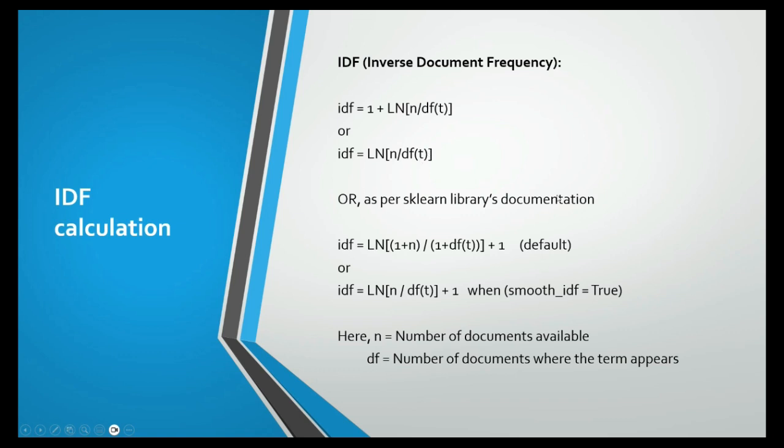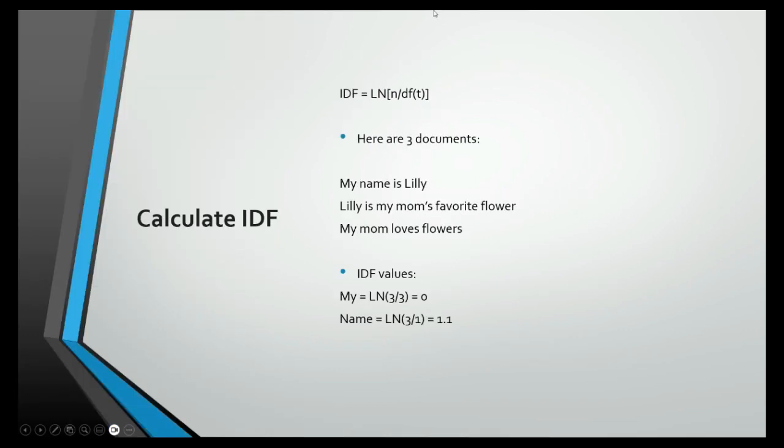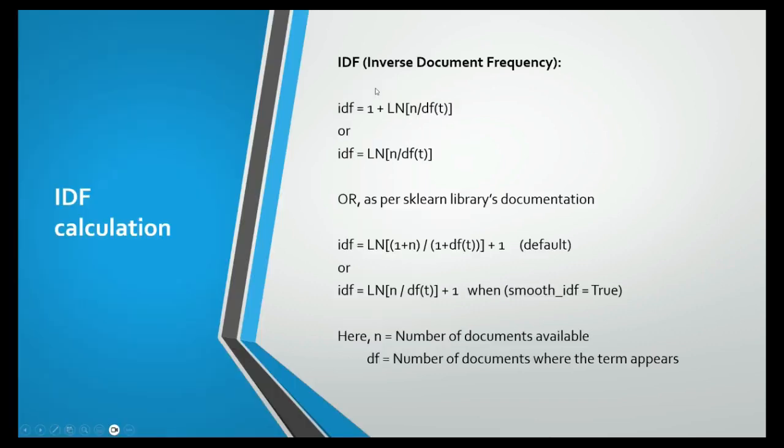But as per scikit-learn library's documentation, in the scikit-learn library, they use this formula. By default, usually they calculate ln of 1 plus n divided by 1 plus df, then plus 1. This is the default. Or if you use smooth_idf equals true as the parameter, you don't need to use this 1. In that case, ln of 1 plus n over 1 plus df. Let's work on an example, and I'm going to use this formula, this one. Later on, I will show you a complete example using this formula in an Excel sheet, but for now, let's see how this one works.